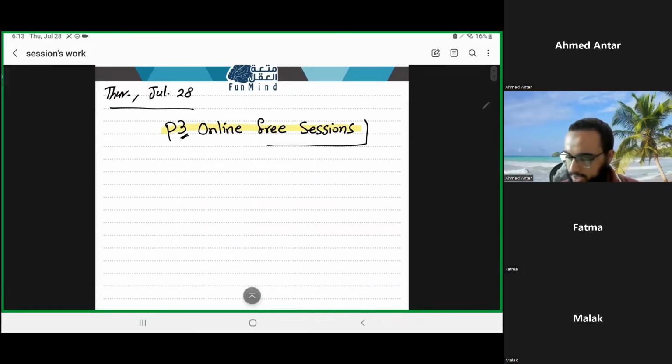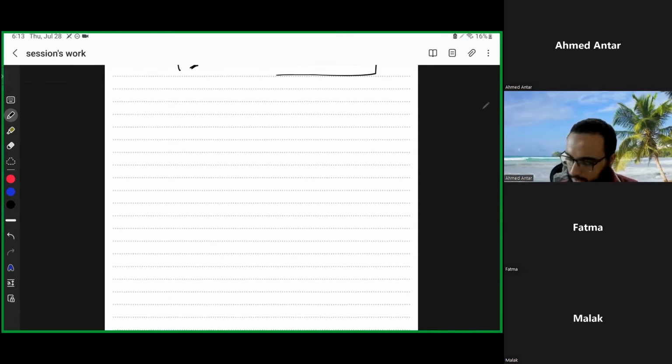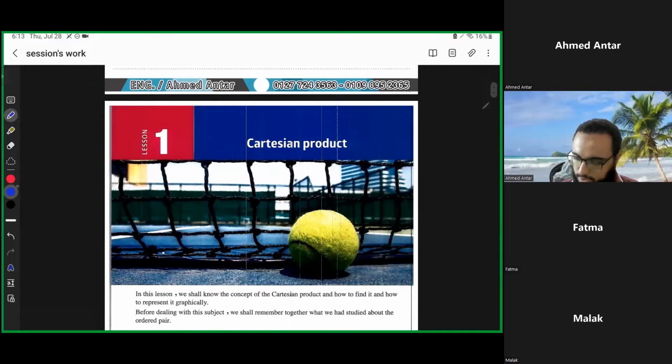طيب سريعا كده تعالوا ندردش شوية كده عن المنهج اللي هيكون علينا في البريب 3. So the first test is called the cartesian product.